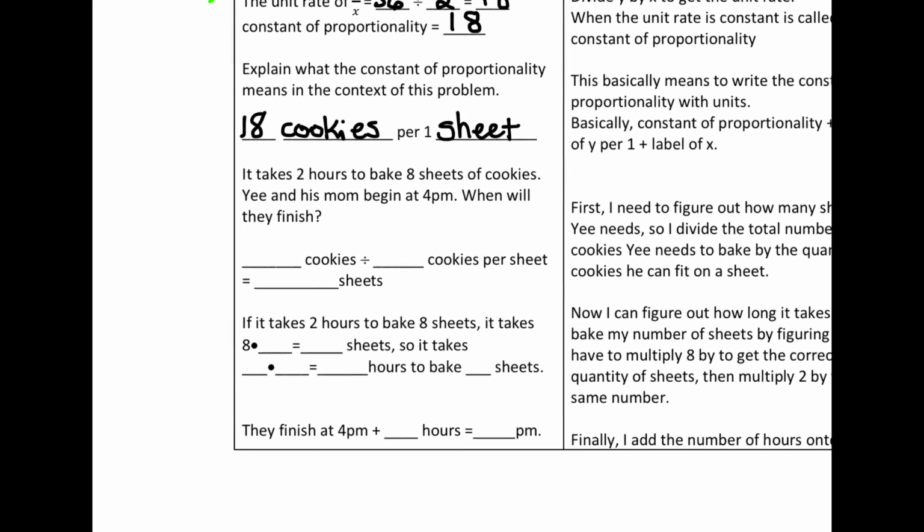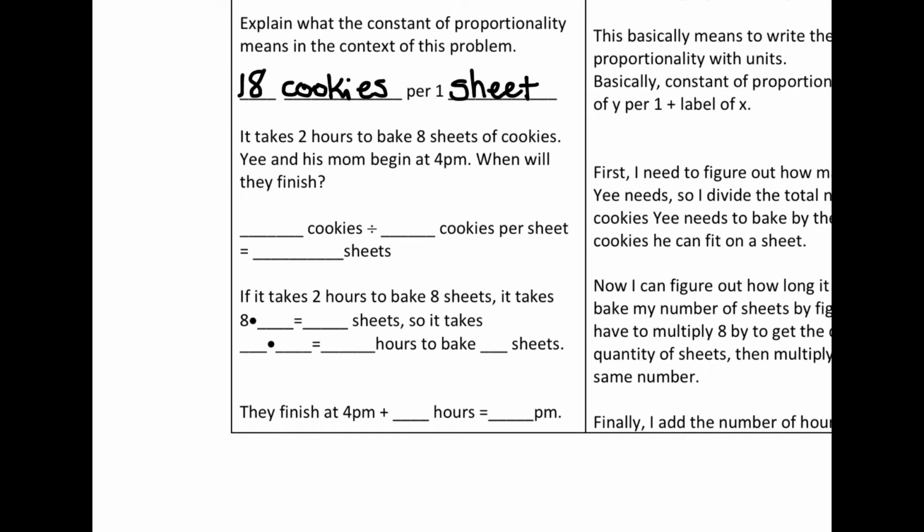Now I'm going to look at it taking 2 hours to bake 8 sheets of cookies. How long will it take to finish? What time will they finish if they start at 4 p.m.? I need 288 cookies, and I know 18 fit on one sheet. That means I need 16 sheets because 288 divided by 18 is 16. If it takes 2 hours to bake 8 sheets, I know that 8 times 2 gives me 16.